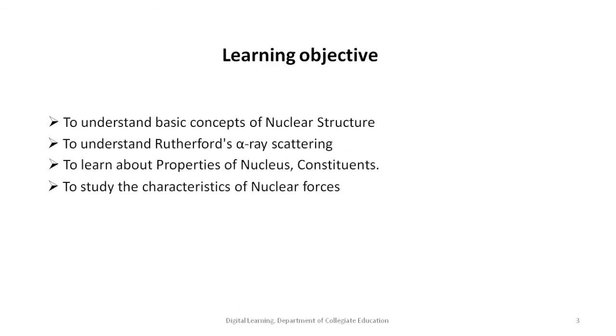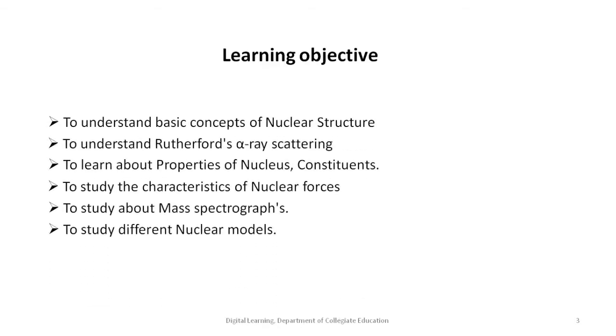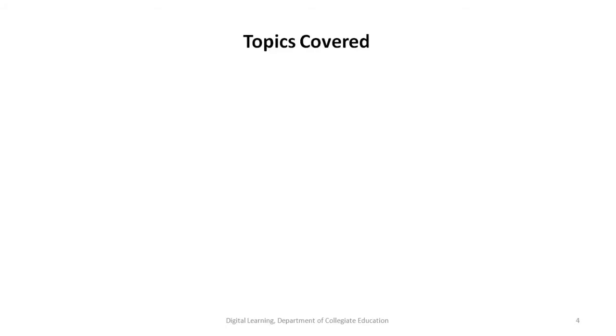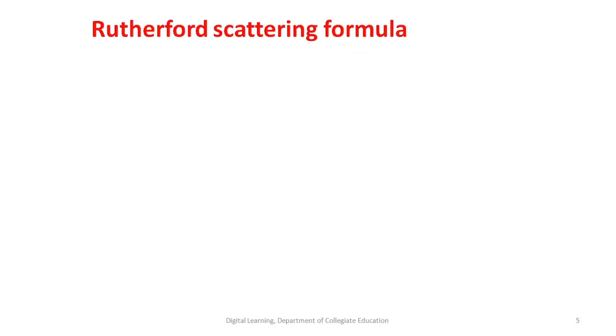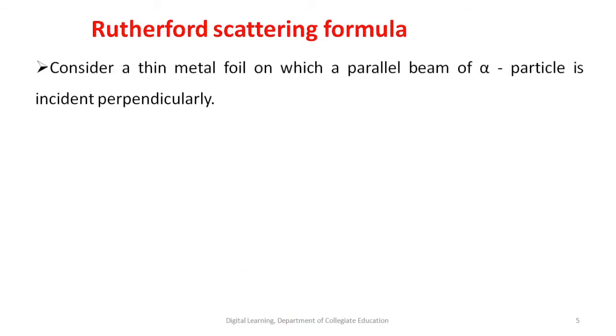The learning objectives of this unit were already discussed in previous sessions. Topics covered in this session are to derive the Rutherford scattering formula, and to find the number of alpha particles which are scattered in between a particular angle. First, we will study the Rutherford scattering formula, or we can derive an expression for it.